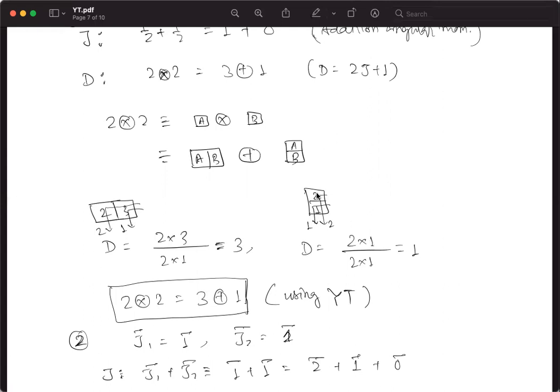In the denominator, you take a horizontal line, you take an exit like this, so you cross two such boxes. And similarly for row 2, you can cross only one box. So this is 2 cross 1, so this is 1. So 2 cross 2 equals 3 plus 1. So it is the same result as the angular momentum technique you've done. So you can see that the Young tableau technique can be verified for SU(2) in this way.